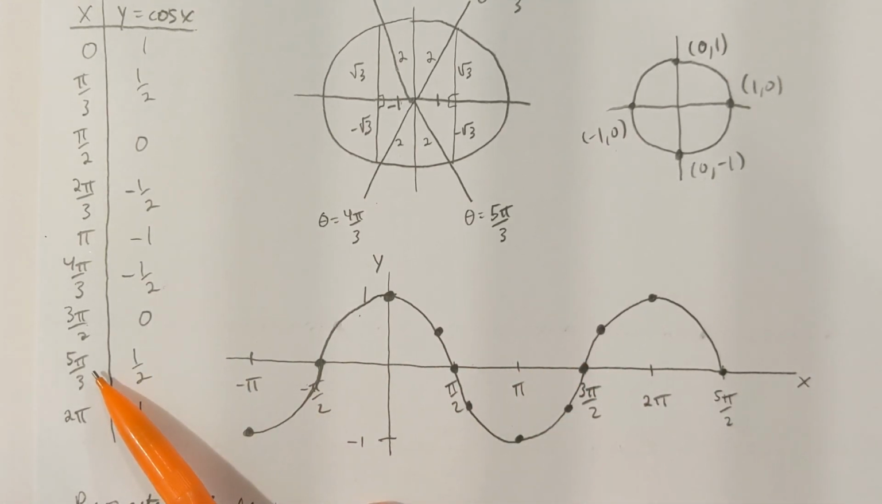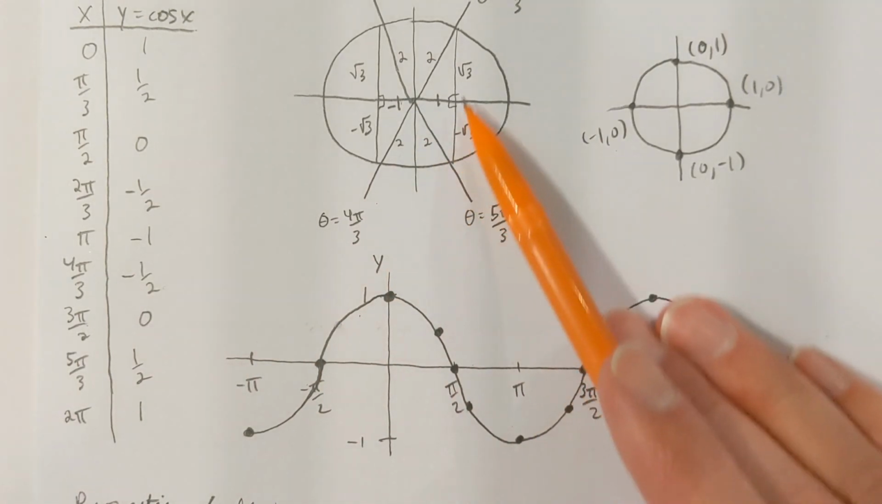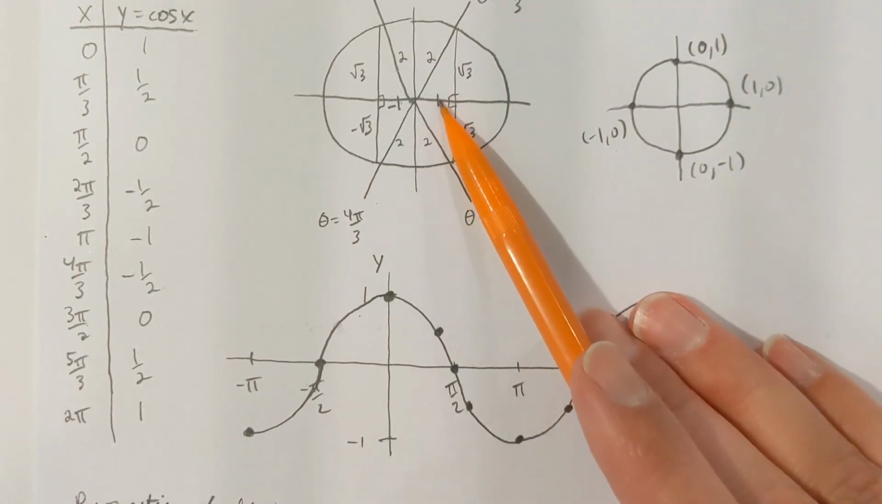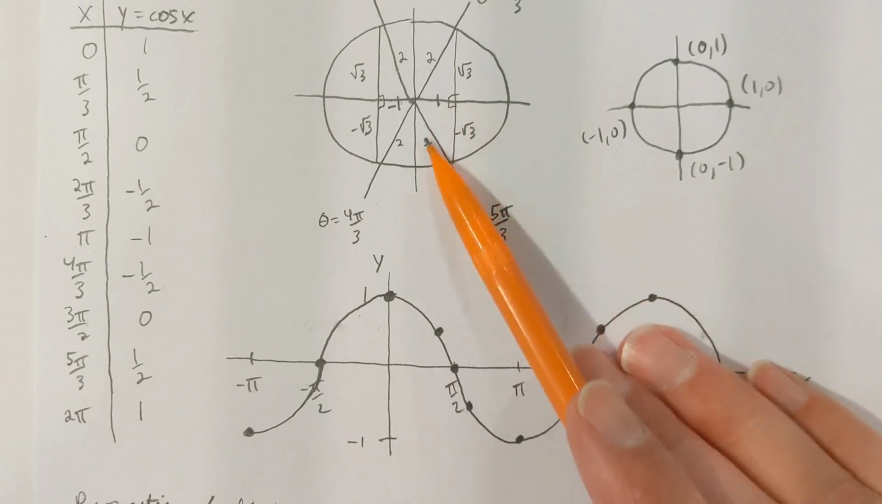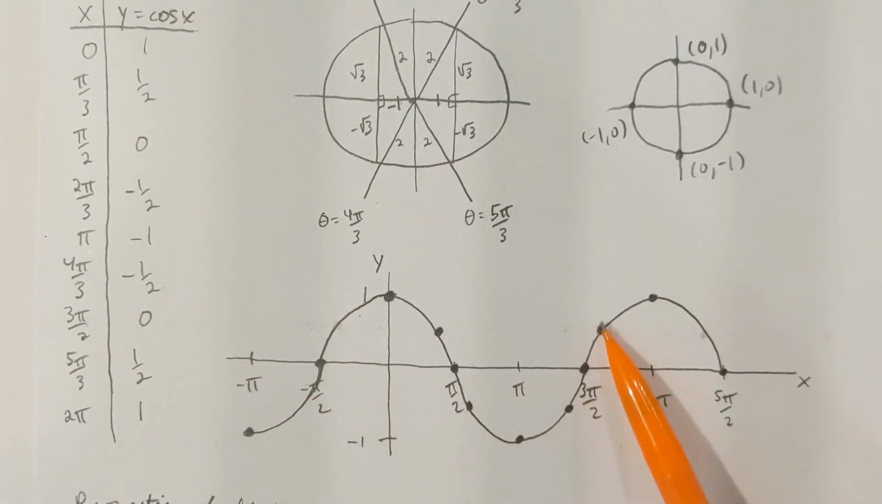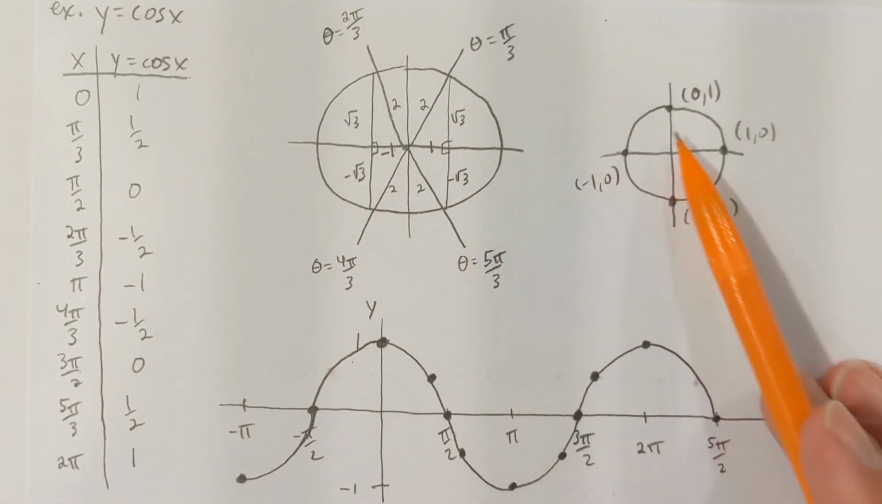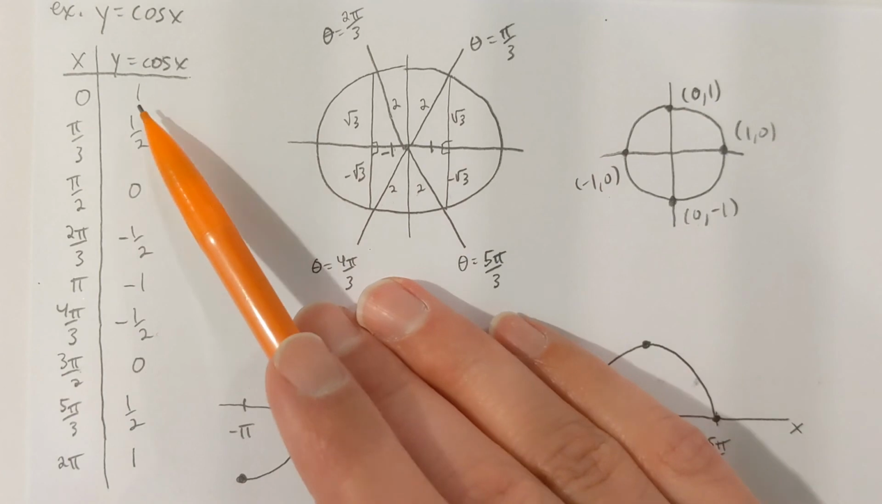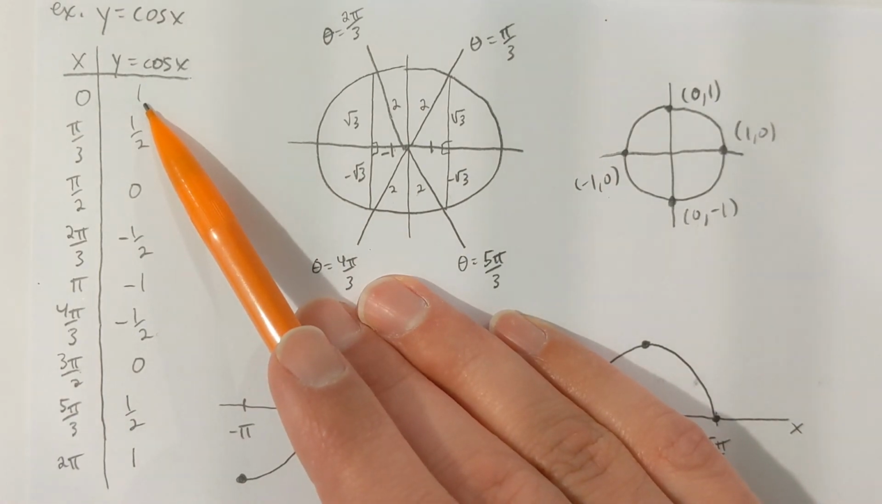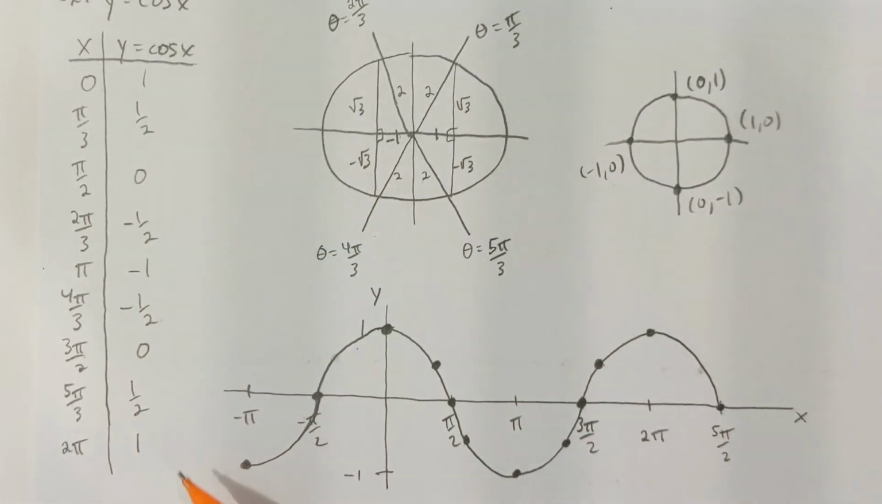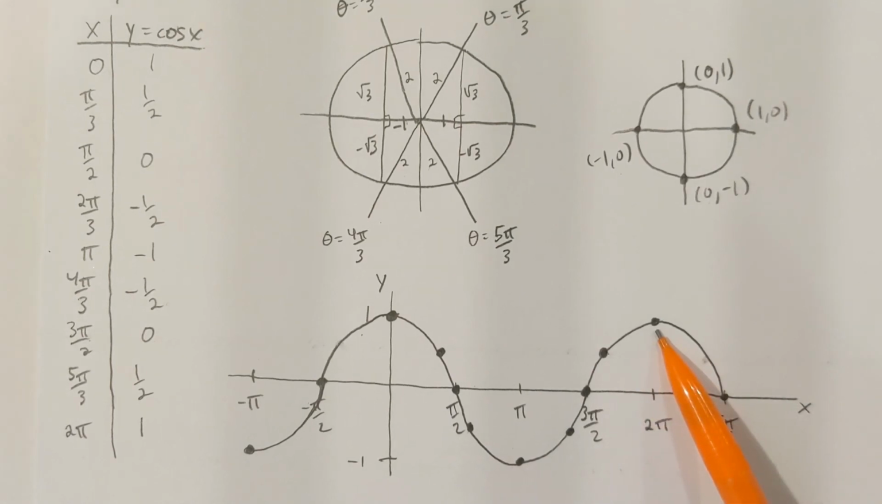If x is 5 pi over 3, here's another triangle. The adjacent side is 1, hypotenuse is 2, and so 1/2 would be my output on that. And then finally, if x is 2 pi, I've made one complete revolution around the center, and so I'll be getting the same output as I did when x was 0. So 2 pi, 1 would be on the graph.